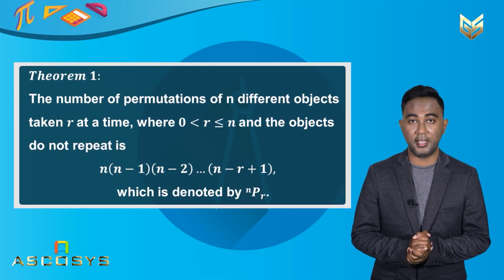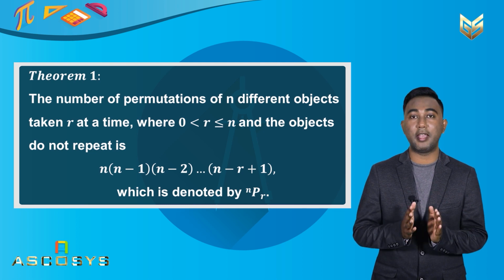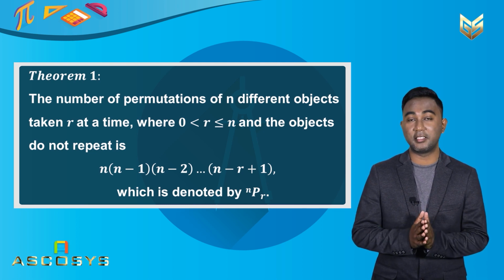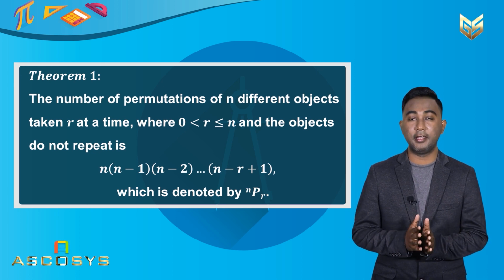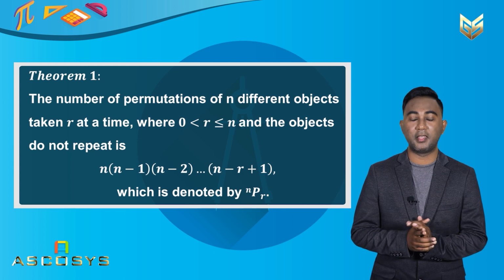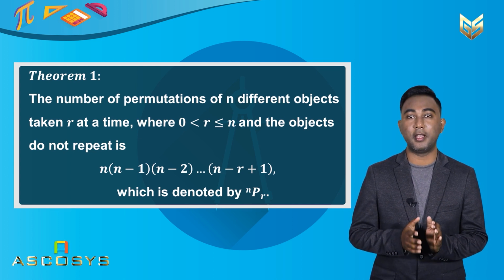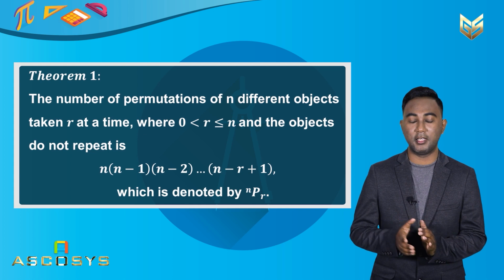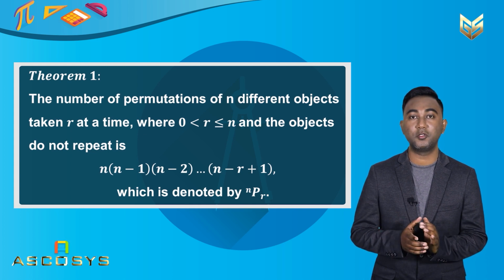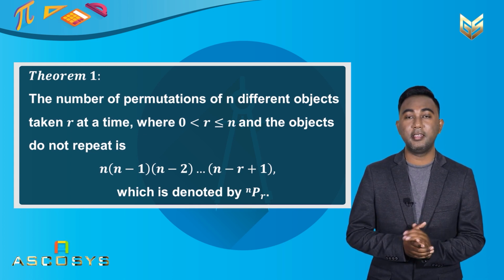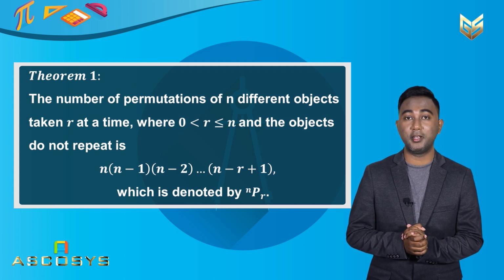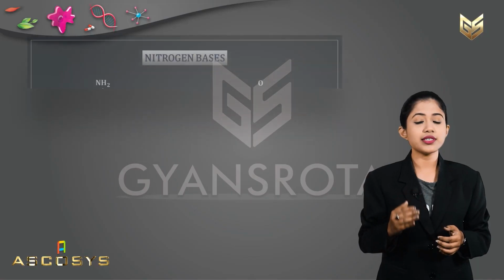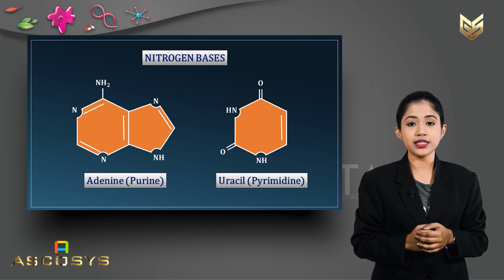Theorem number 1 states that the number of permutations of n different objects taken r at a time, where r is greater than 0 and less than or equal to n, and the objects do not repeat, is n into (n minus 1) into (n minus 2) into (n minus 3), extending up to (n minus r plus 1). Here the product n into (n minus 1) into (n minus 2), extending up to (n minus r plus 1), is denoted by nPr.